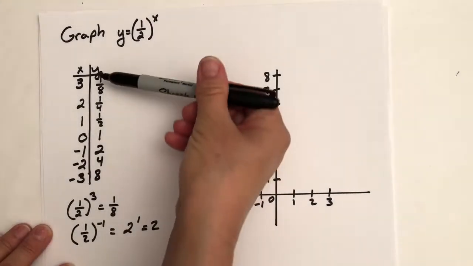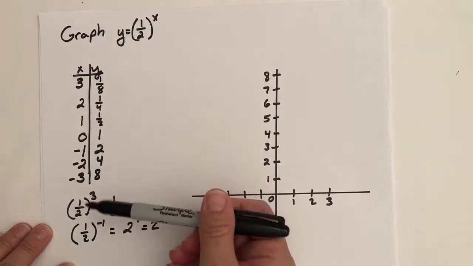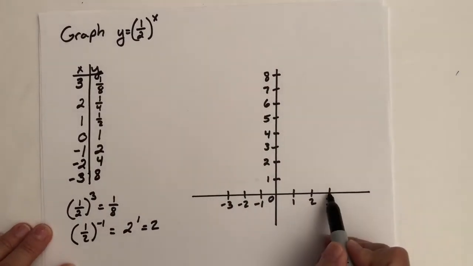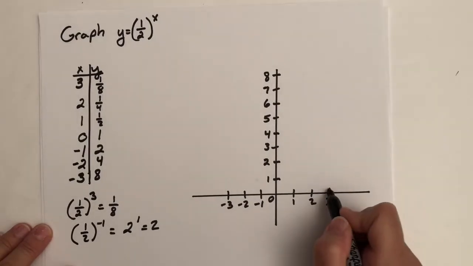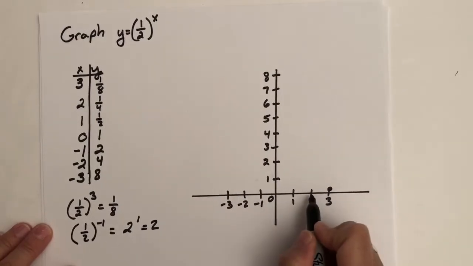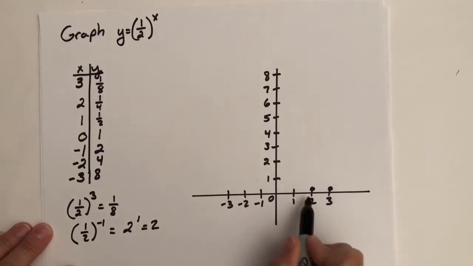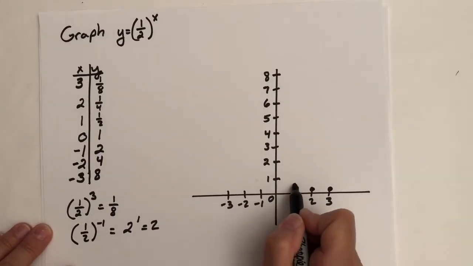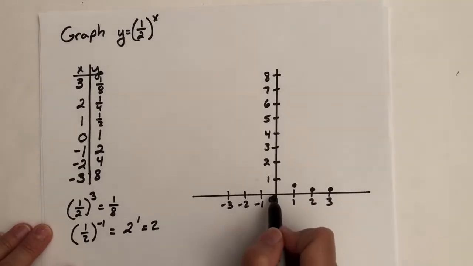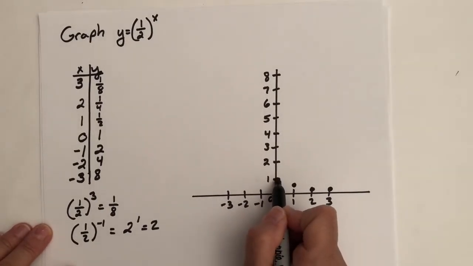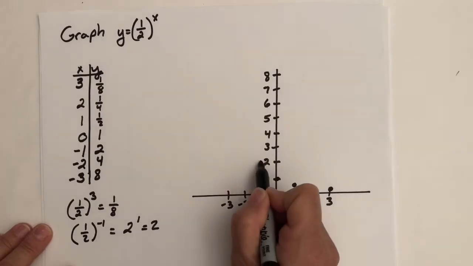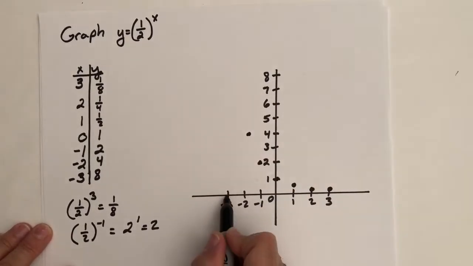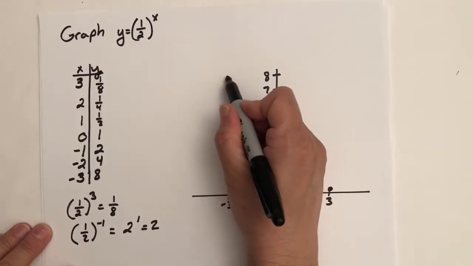And again, we have powers of 2, or powers of a half. So 3 is 1/8, 2 is 1/4, again hugging the x-axis. 1 is 1/2. 0 gives us 1. -1, we're at 2. -2 is at 4. -3, and we're at 8.